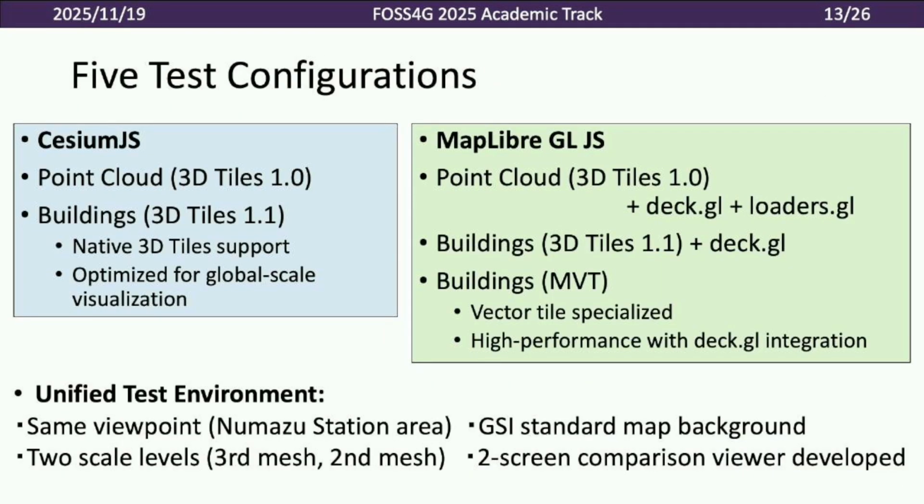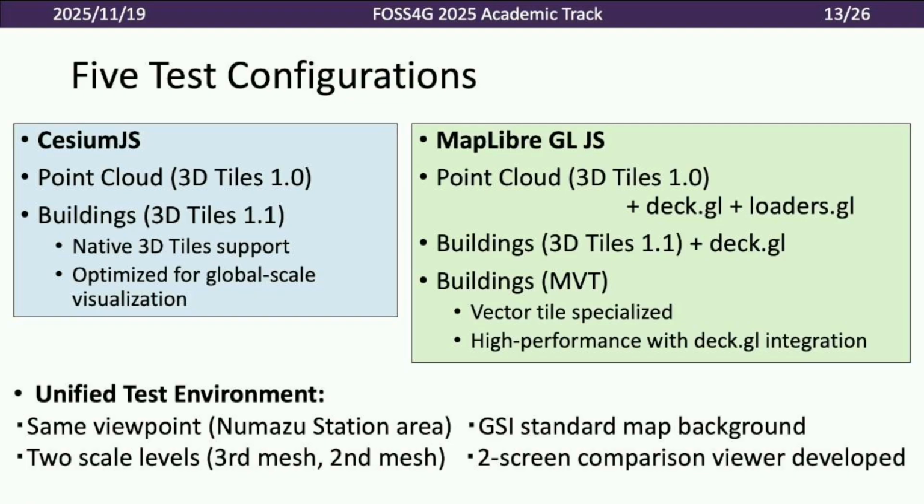We tested five distinct configurations across two major web mapping libraries. For CesiumJS, we evaluated two scenarios: point cloud data using 3D Tiles 1.0 and building models using 3D Tiles 1.1. CesiumJS is well known for its native 3D support and optimization for global scale visualization. For MapLibre GL JS, we tested three scenarios. For point cloud data, we used MapLibre with deck.gl and loaders.gl integrations. For building models in 3D Tiles format, we used MapLibre with deck.gl. And for building models, we also tested MapLibre's native MVT format support.